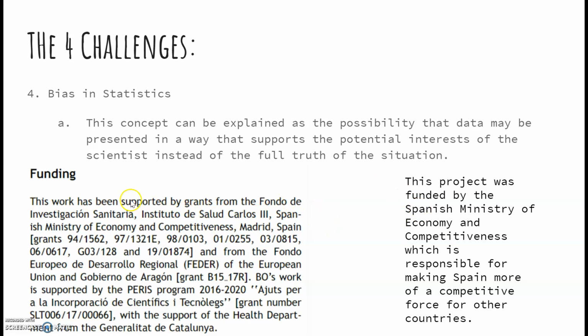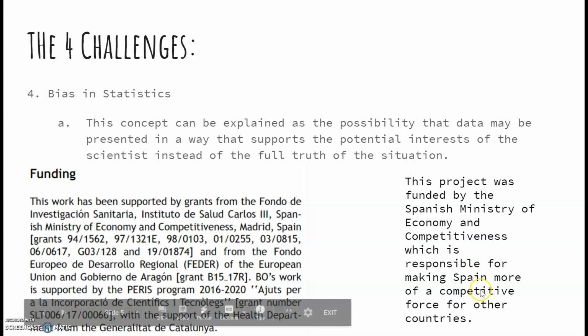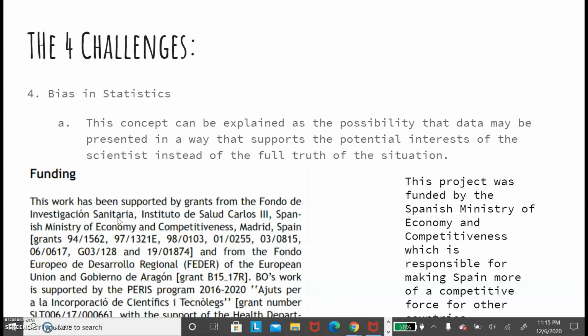from earlier, the experiment was funded by the Spanish Ministry of Economy and Competitiveness, which is responsible for making Spain a more competitive force for other countries. This could serve as a potential bias that affected how the data in the experiment was interpreted. Because of outside forces, the data in the experiment may not reflect the full truth of the situation.